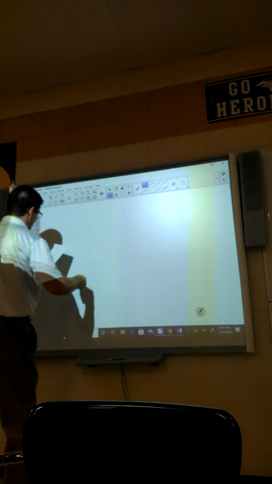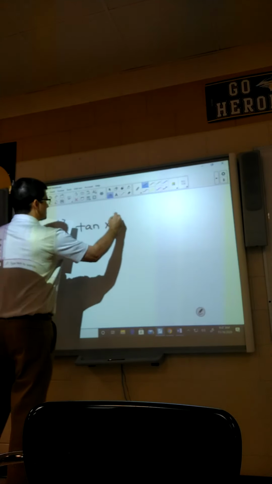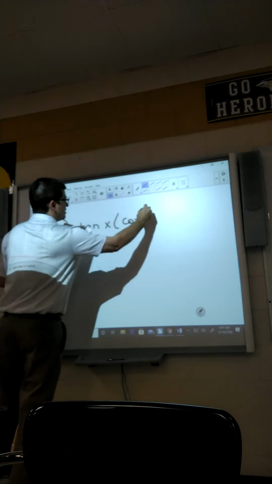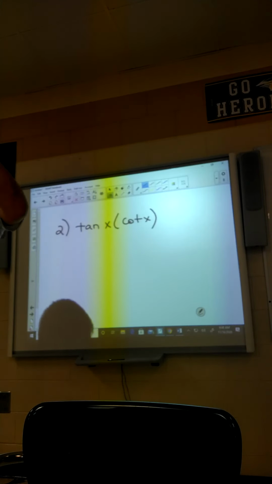All right, the next one. Number 2, this is supposed to be an easy one. Tangent x times cotangent x. All right, here's the deal. We're trying to simplify all of these down to one word.